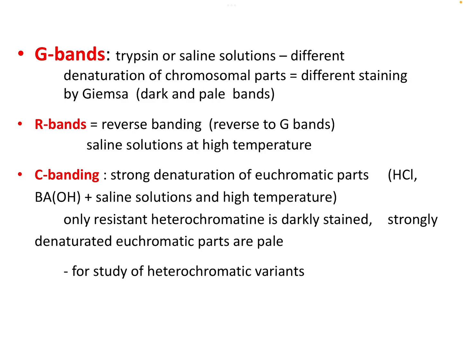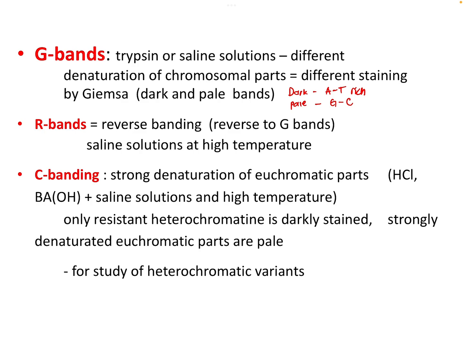So the dark, if we talk about the Giemsa, the dark will stain the AT-rich part of the chromosome, while the pale bands will stain the GC portion of that chromosome. So the GC, we know, is a hydrogen bond type of bond.